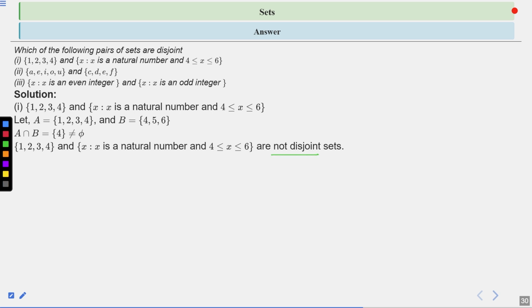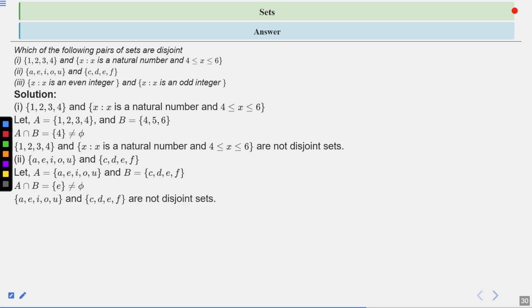So not disjoint. For second, A, E, I, O, U and C, D, E, F, two sets are given to you in roster form. Just find the intersection. So A intersection B, here again we are getting a singleton set with element E, not empty, meaning not disjoint.